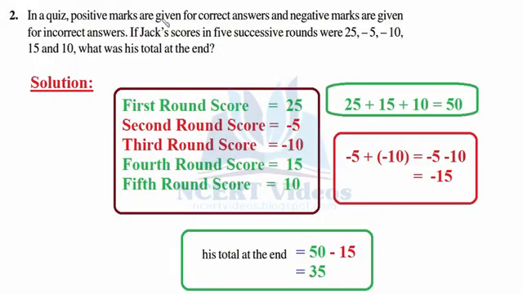Second, in a quiz, positive marks are given for correct answers and negative marks are given for incorrect answers. If Jack's scores in 5 successive rounds were 25, -5, -10, 15 and 10, what was his total at the end? So the solution is you have to write all the numbers first, of all the rounds he scored. For the first 25, second -5, similarly for the fourth 15 and for the fifth he scored 10. We have made it easy by marking positive numbers with green and negative with red. This makes calculation easier. First of all, we will add the green ones, that is the positive scores he achieved. So 25 plus 15 plus 10 is nothing but 50. You can do it very easily.